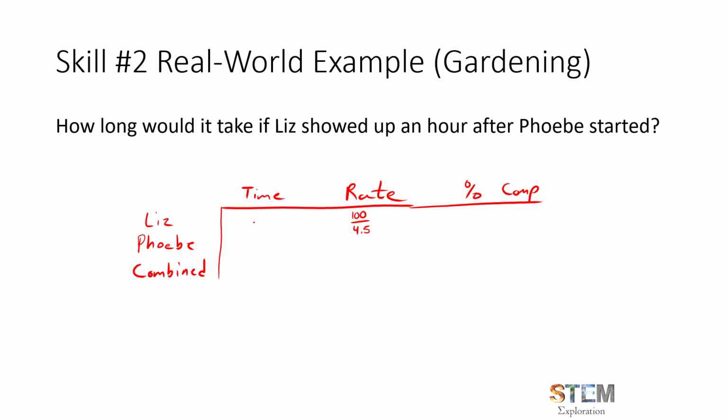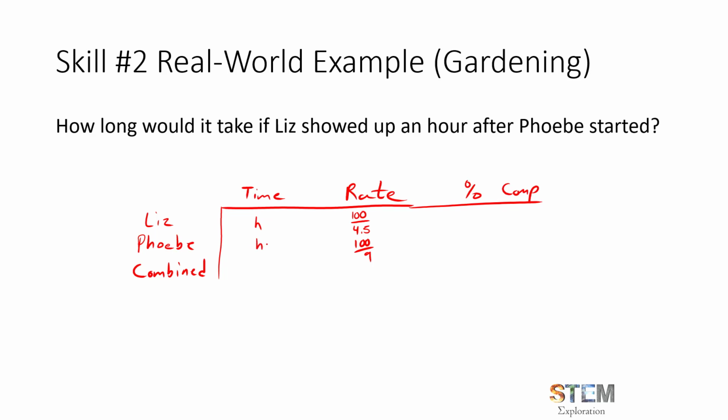And so with Liz's situation, we have the rates. We have 100 over 4.5. Phoebe, we have 100 over 9. And if we want to know what's going on here, we can use h for time for Liz and h for time for Phoebe.